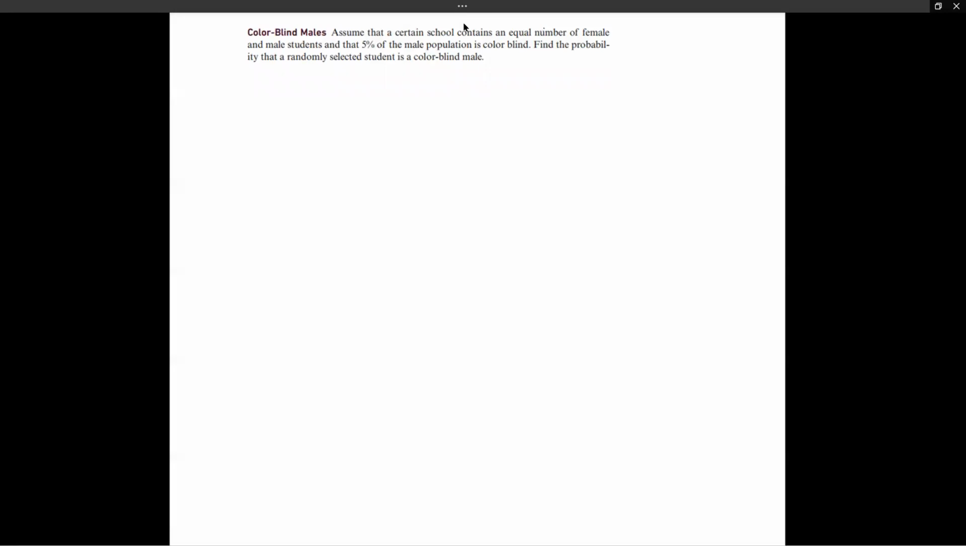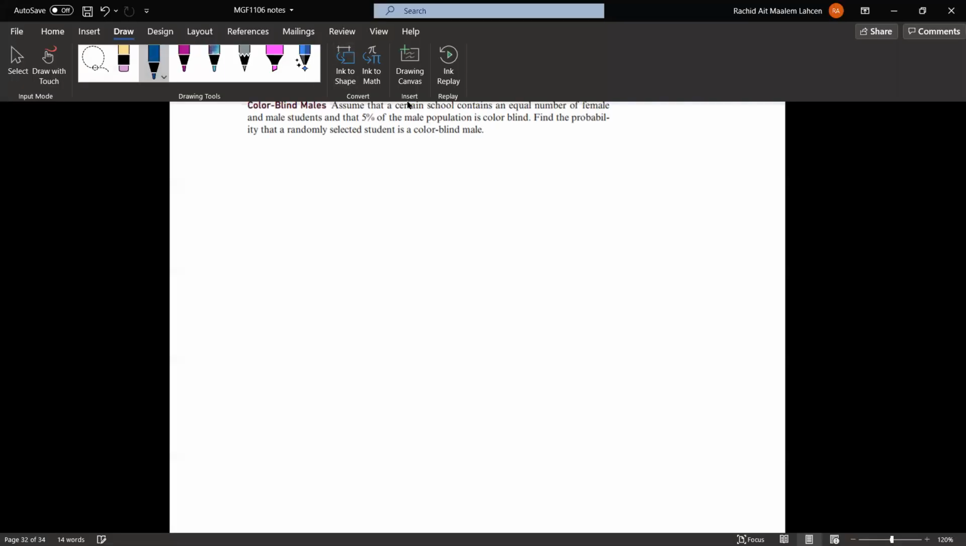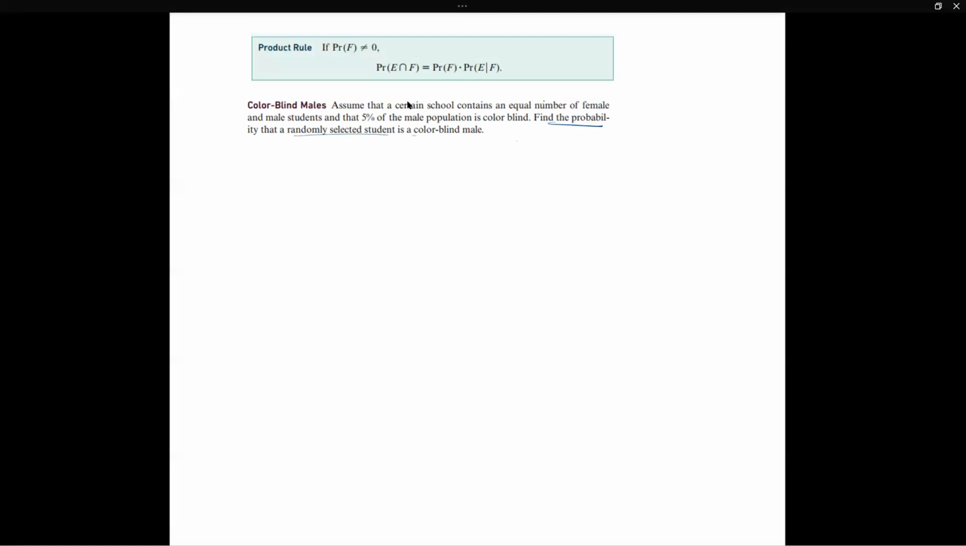So assume that a certain school contains an equal number of female and male students, and that 5% of the male population is colorblind. Find the probability that a randomly selected student is a colorblind male, right? So there is a condition. It's a conditional probability here. So we can use the same initials, M for male, right? We can use B for colorblind. And we need to find first the probability of colorblind intersection male, right?